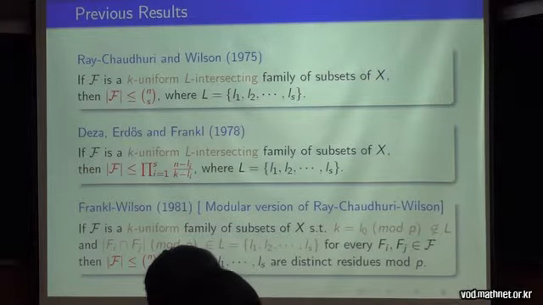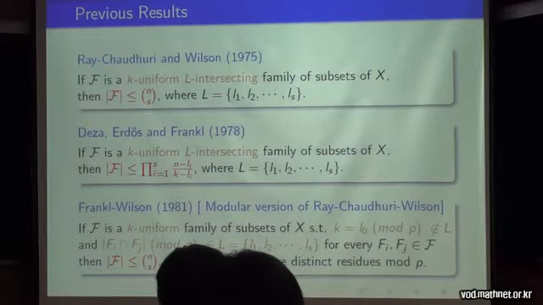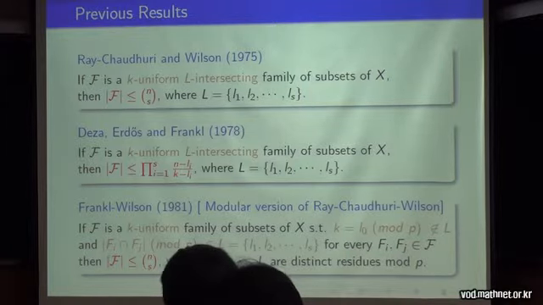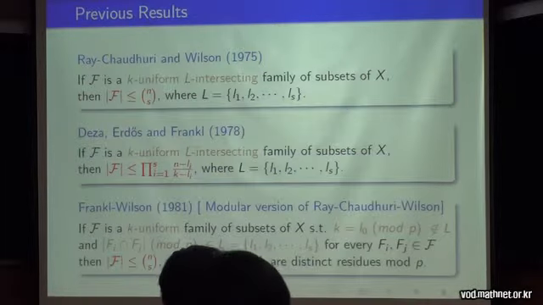This family is L-intersecting modulo p, and also k-uniform, where k is not in the set L modulo p. Then they got, under this condition, the same upper bound as the Ray-Chaudhuri and Wilson result. Was it about the k-uniform case, or maybe the sets have size k modulo p? No. It's just k-uniform. Yeah.